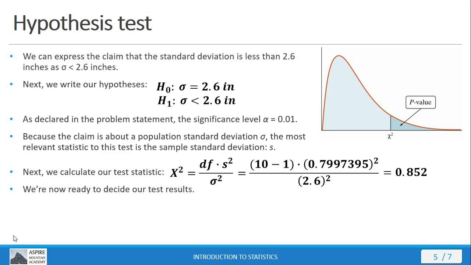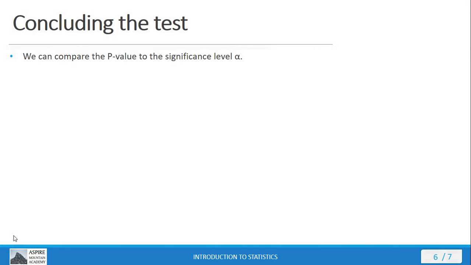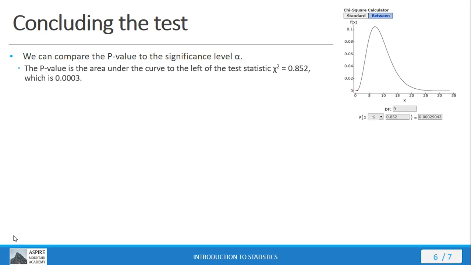Now we're ready to make our decision. Do we reject H0 or do we fail to reject H0? To do that, we can compare the p-value with the significance level. Here's our significance. Here's the actual test value right here. So our p-value is coming out really, really small. And you remember that the test statistic is a boundary for the region that is the p-value.